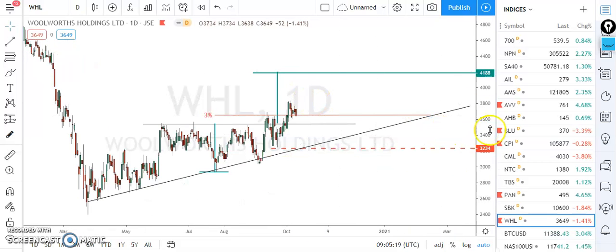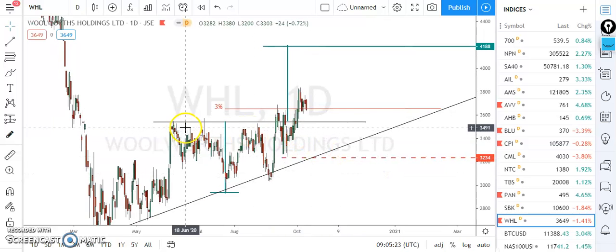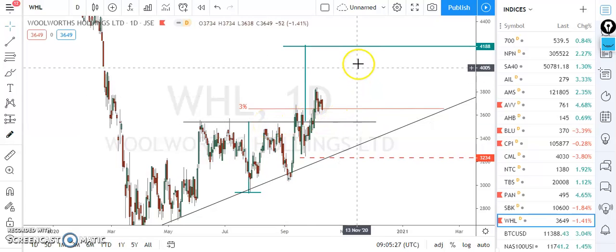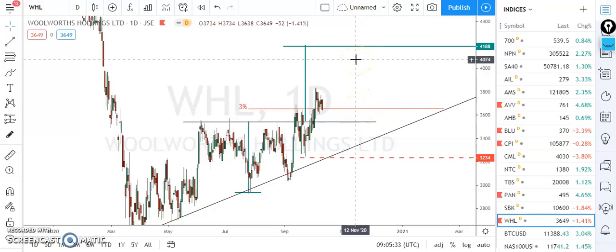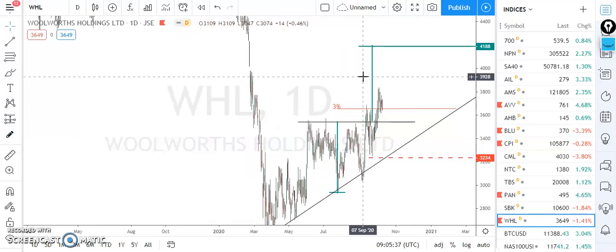Still no real continuation there. It's breaking out of this inverted head and shoulders pattern. You can also see this as an ascending triangle. Still aiming for that 41 Rand area. We're at 36 bucks now, so it's about 6 Rand higher. I'm still looking at it. So I'm keeping Woolies as well.